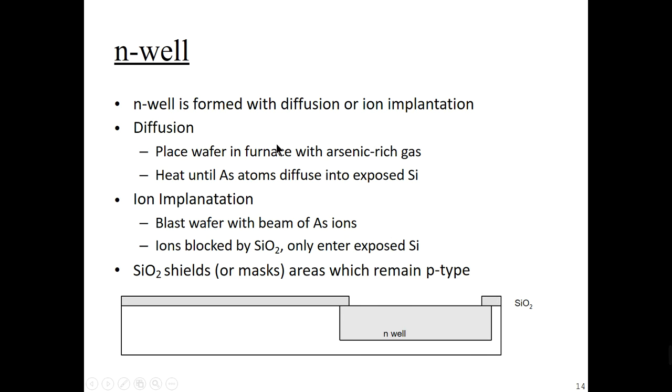The N-well is formed with diffusion or ion implantation. First we go with diffusion: place the wafer in a furnace with arsenic-rich gas and heat until arsenic atoms diffuse into the exposed silicon. After that, ion implantation: blast the wafer with a beam of arsenic ions, and the ions are blocked by silicon dioxide, SiO2, and only enter the exposed silicon. The silicon dioxide seals the areas which remain p-type.